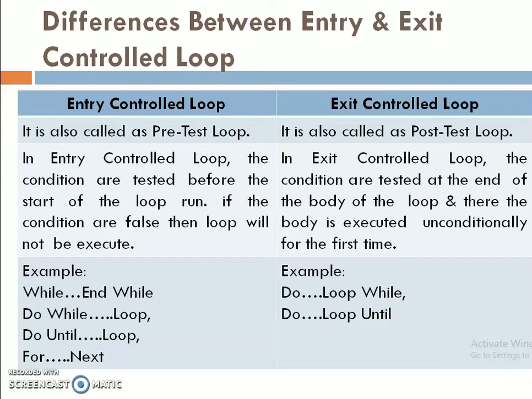In an exit control loop, the conditions are tested at the end of the body of the loop, and thereafter the body is executed unconditionally for the first time. Examples of entry control loops are While...End While, Do While loop, Do Until loop, and For Next. Examples of exit control loops are Do Loop While and Do Loop Until.